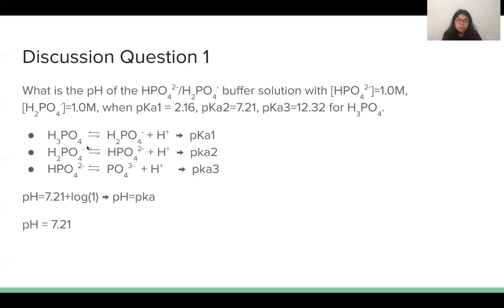Now, it's a 1-to-1 ratio, so it's log 1. So if that's the case, we know pH is equal to pKa, and when you do the math and calculate, pH is 7.21. So this is only one of the questions that a few of you guys found difficult. Let's go even deeper with this concept of buffers, right?